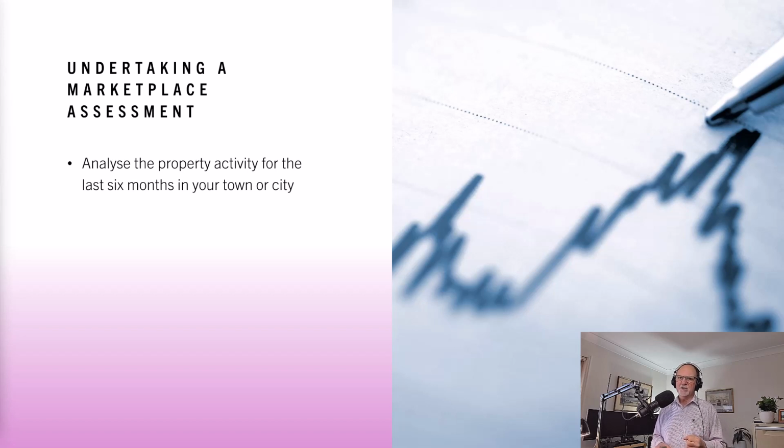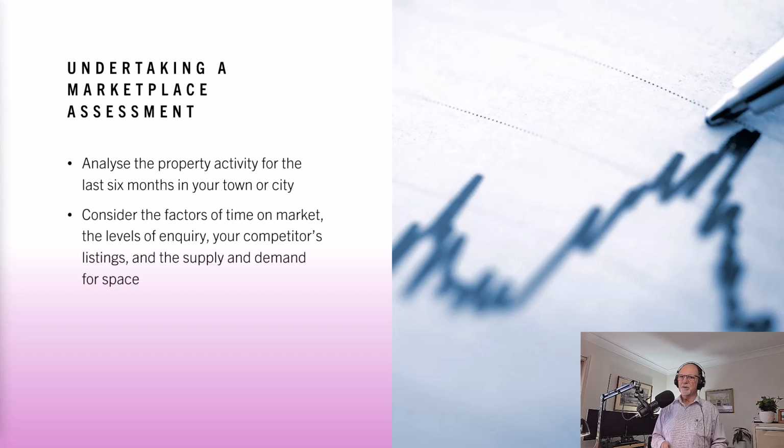Analyse the property market activity for the last 6 months in your town or city. There's another cycle you can look at here as well if you're looking for listings. Go back about 4 years. Because those people who purchased 4 years ago are likely to be the people that will do something again soon. So there's two lots of cycles to watch. Go back for the last 6 months and then go back and look at the last 4 years. Consider the factors of time on market, the levels of inquiry, your competitors' listings, always watch those of course, and the supply and demand factors for space.